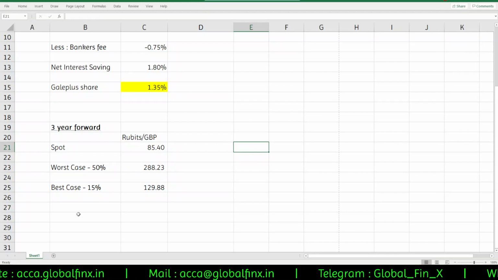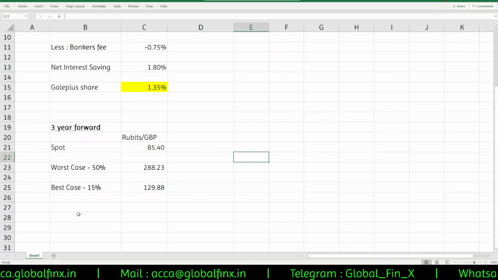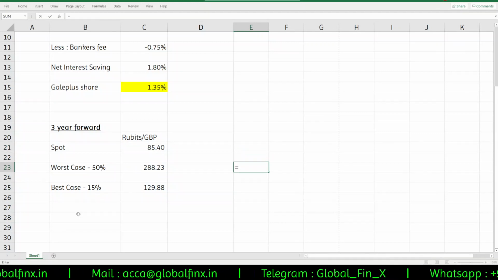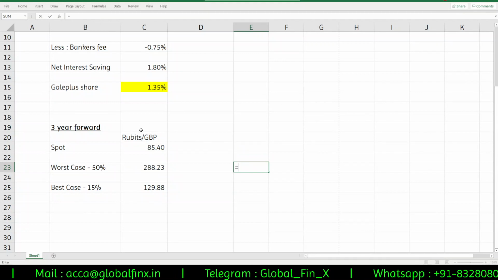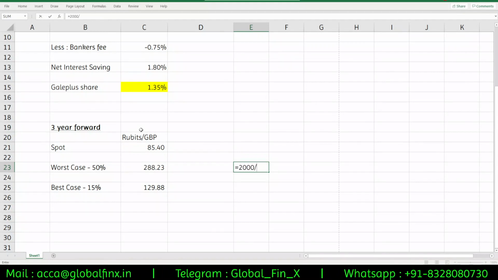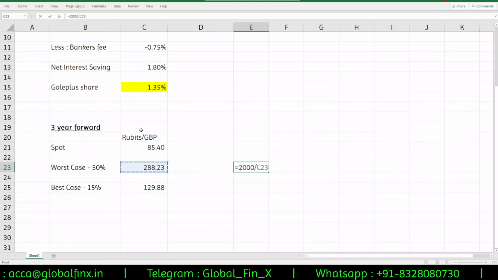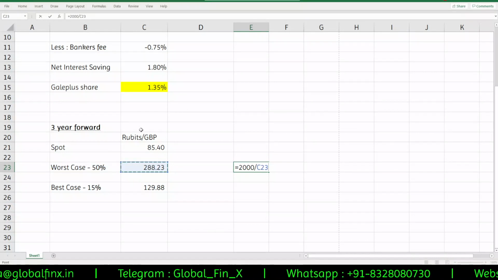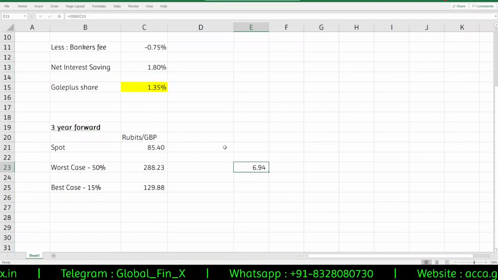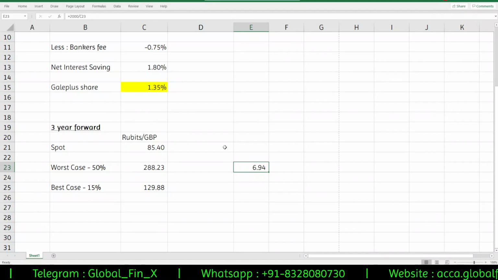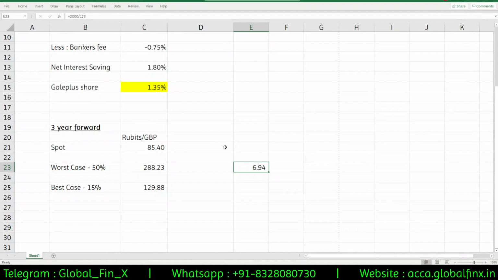Just for your understanding purpose, nothing else. Okay, these are the forward rates. Now imagine, sir, if I am getting 4000 million, out of which 2000 million anyway we are hedging, so we will get it at 85.4. That's not a problem. But the remaining 2000 million, if I'm getting it at 288.23, if I'm converting that into GBP, I'm going to get only 6.94 million GBP.